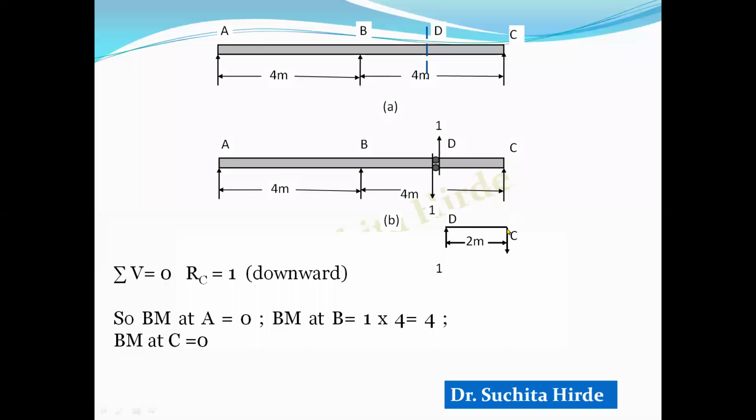Since the reaction at C is downward, the bending moment at any section will be minus this 1 into x. So it is a hogging bending moment. And you know that if the bending moment is hogging, then the load on the conjugate beam is downward. So let us see how the conjugate beam will look.